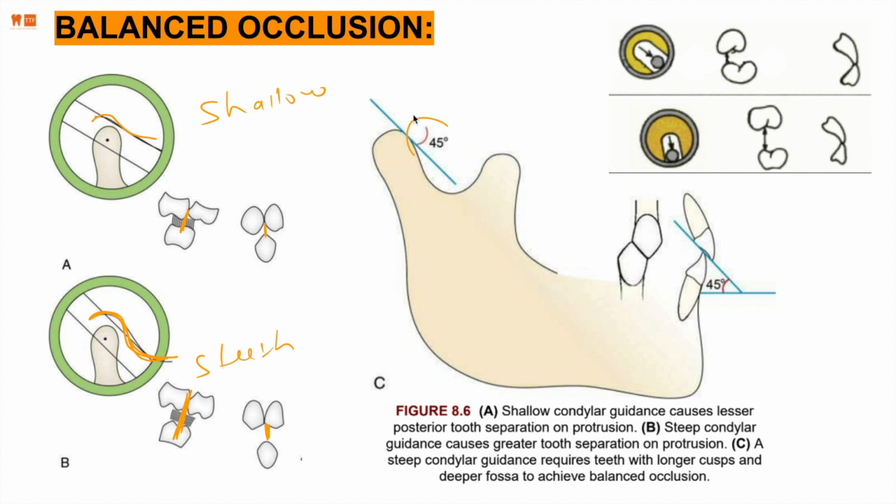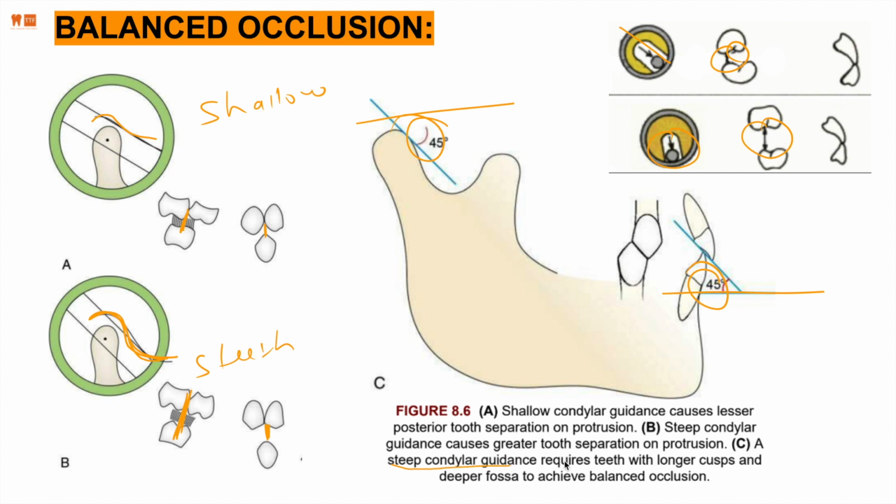If 45 degrees is your condylar guidance, then your incisal guidance is going to be very close. It may not be exactly the same, but it will be very similar. Okay? Remember, horizontal, horizontal. This is another version of shallow with less separation, steep with more separation. It's just a rule of thumb that we need to remember.